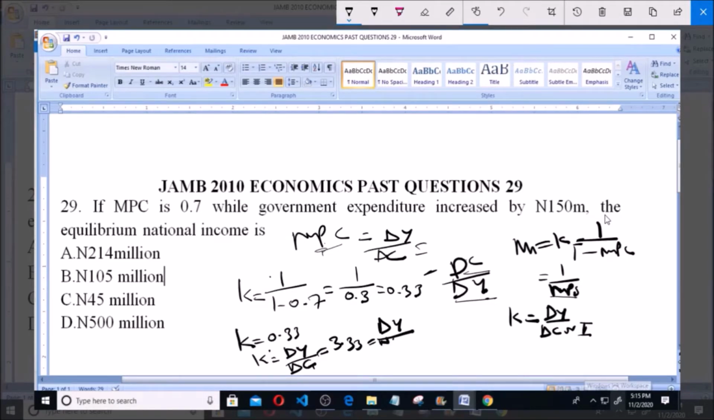We cross multiply. When we cross multiply, we're going to have this to this and this to this. So we're going to have 3.33 multiplied by 150 million. That will give us 500 million. So the equilibrium national income is 500 million naira, which is option D.